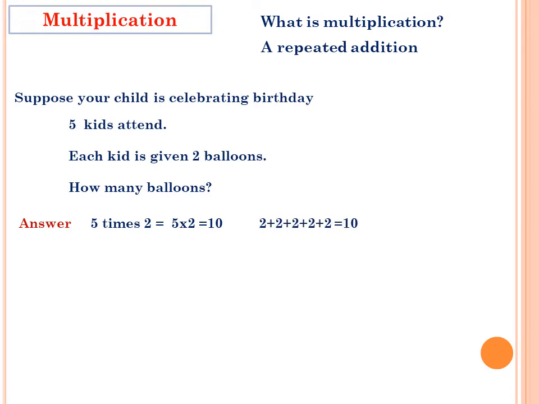And the operation actually is this: 2 balloons you are giving to the first child, 2 to the second, 2 to the third, fourth and fifth. So 2 plus 2 plus 2 plus 2 plus 2, which is 10. That is why it is repeated addition, and that addition is taken as 5 into 2 or 2 into 5, but 5 times. Therefore I have written 5 into 2, that is 10. So this is the idea we have to make very clear in the beginning. That is why it is called repeated addition.